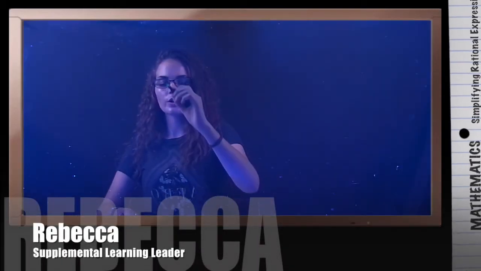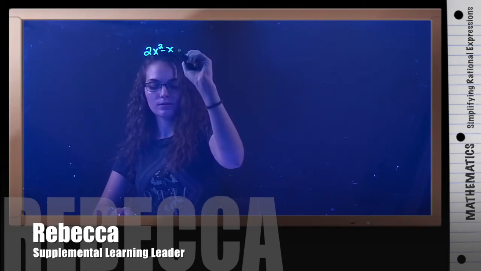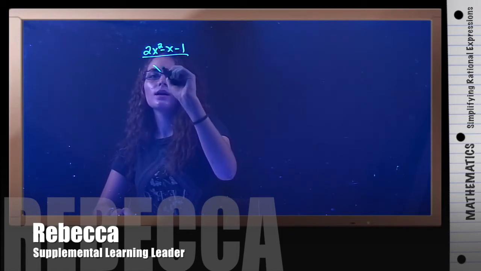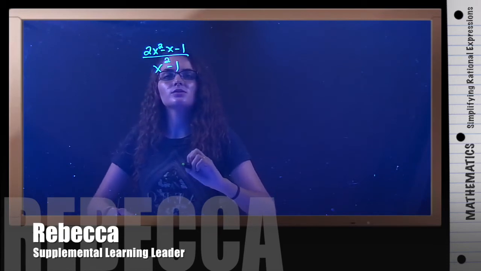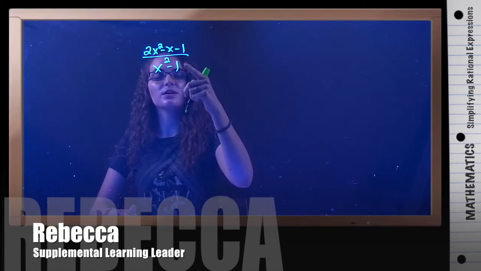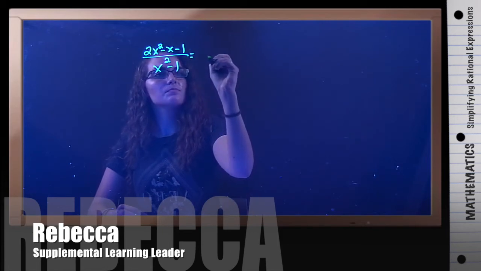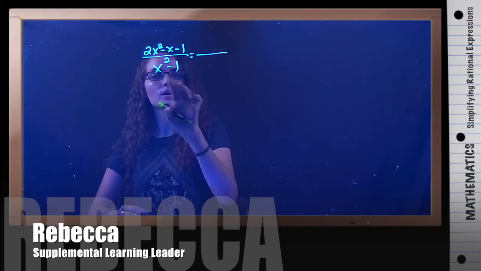For this example, we're going to simplify the expression 2x squared minus x minus 1 over x squared minus 1. In order to simplify this, we should factor the top and the bottom and see if they have any common factors to cancel.